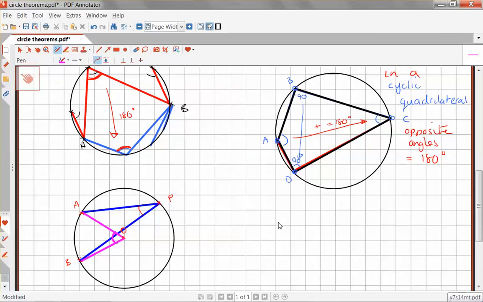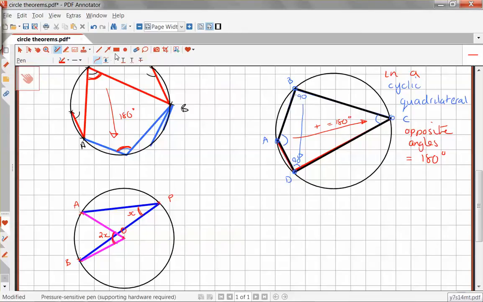Any ideas what you think? No ideas? Well, the deal is, whatever angle this one is, so I'm going to call it X, this angle here is double it, so 2x. Well, it will be bigger. It'll be twice as big.